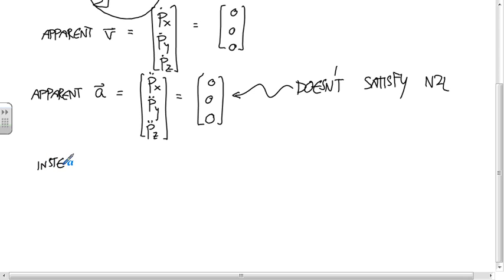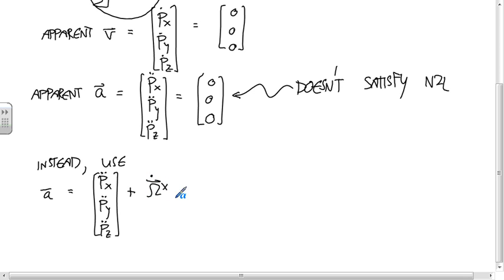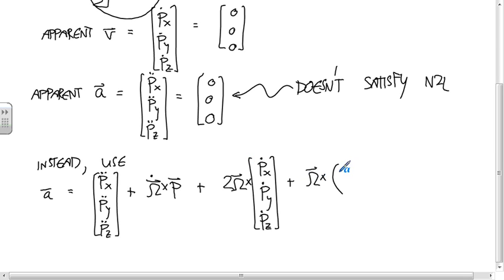So instead, we're going to use that the acceleration is equal to the second derivative of the components plus the angular acceleration of the coordinate system crossed with the position vector plus 2 times the angular velocity of the coordinate system times the time derivatives of the position components plus omega cross the position vector.